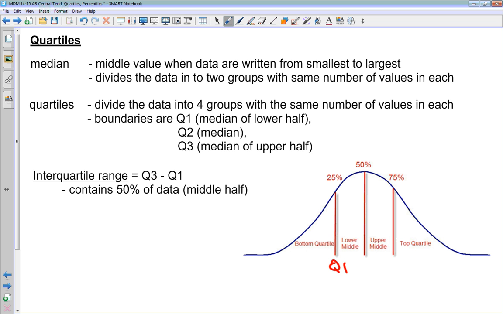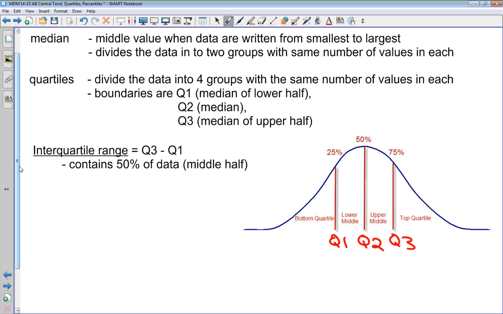The division between the second quartile and the third quartile is Q2. And Q2 is just your median. It's what divides your data set in half. And then Q3 is the median of the top half of the data set. So it divides it into the third and the fourth quartile.